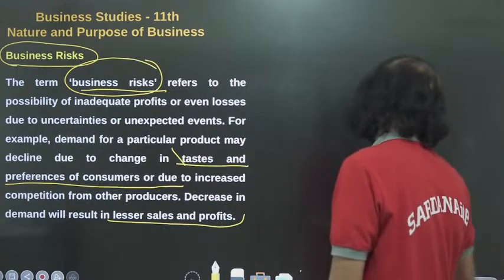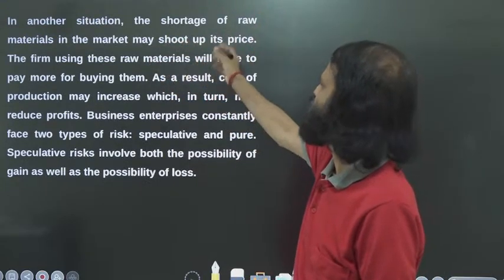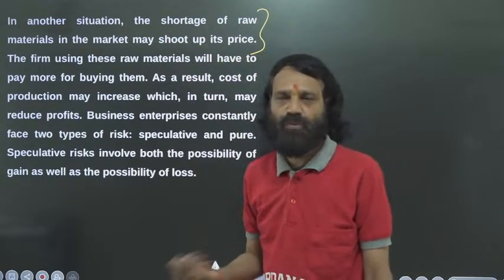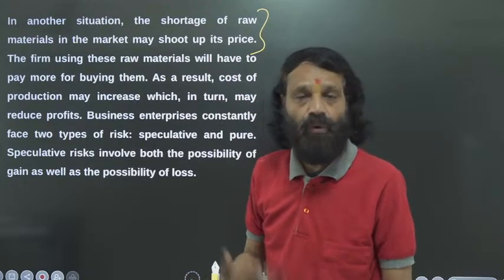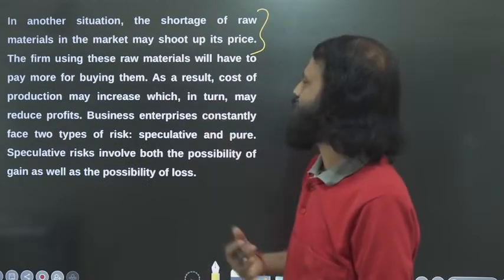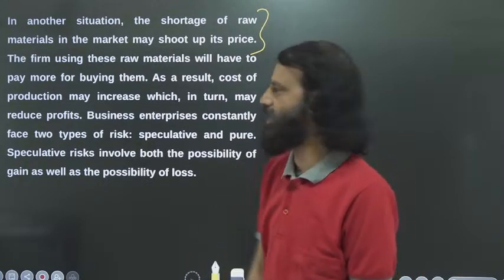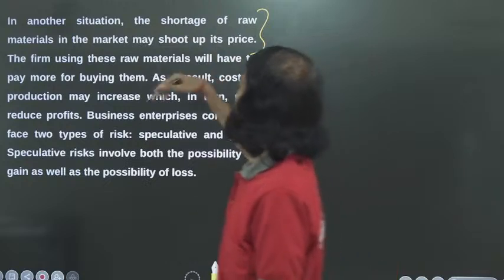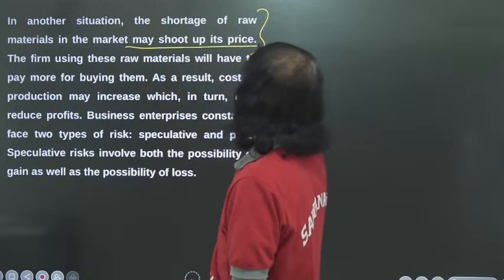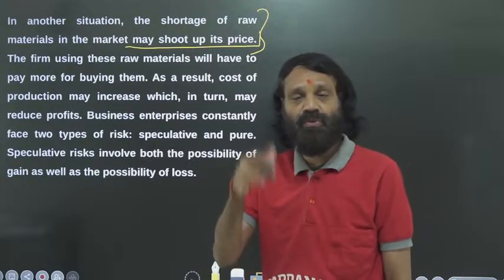Then the next point is, in another situation, the shortage of raw materials in the market may shoot up its price. See, the finished goods are the outcome of raw materials. So the availability of raw materials must be there, enough availability. In case the shortage occurs, what will happen? The market may shoot up its price. So that can reduce your business.